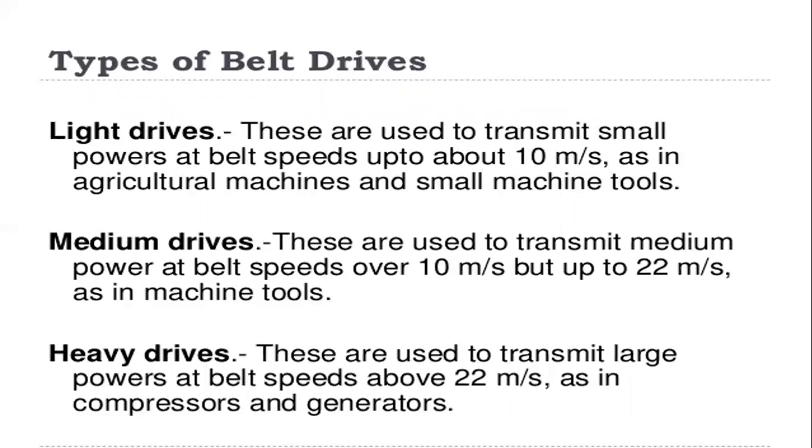Coming to the first one, the light drives. These are used to transmit small powers at belt speeds up to about 10 meters per second. They are used for lower speeds, up to 10 meters per second, and are highly used in agriculture machines and small machine tools.